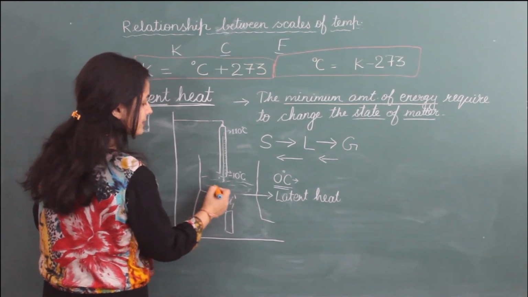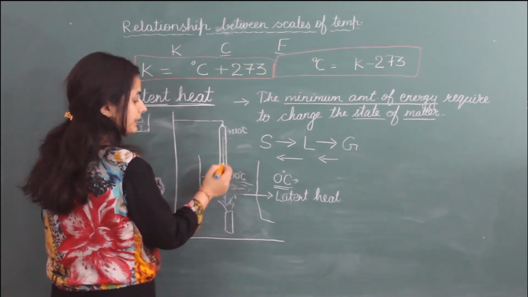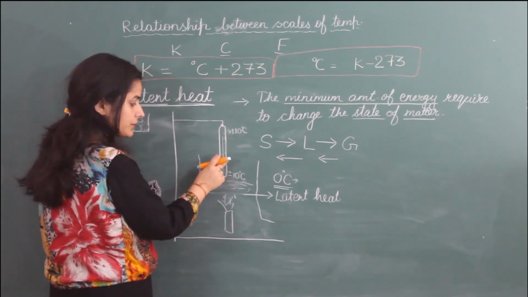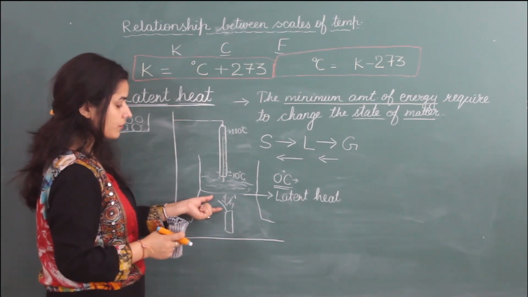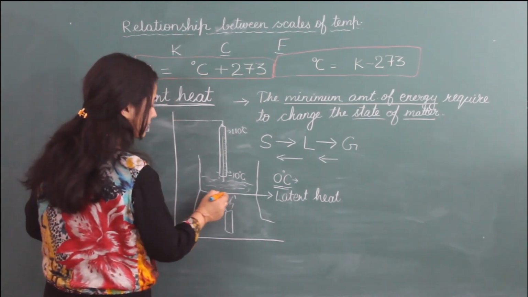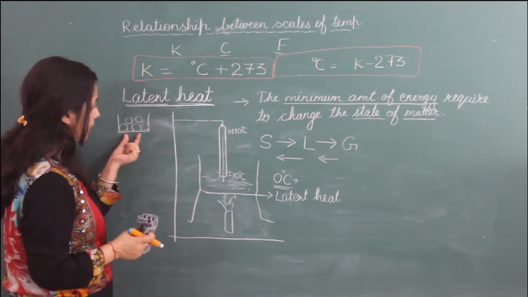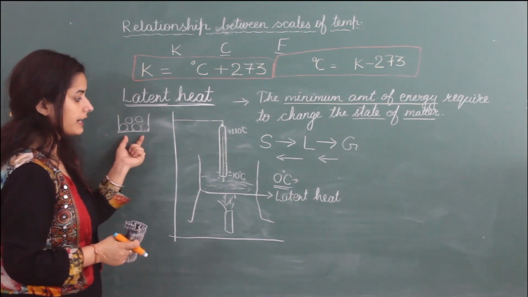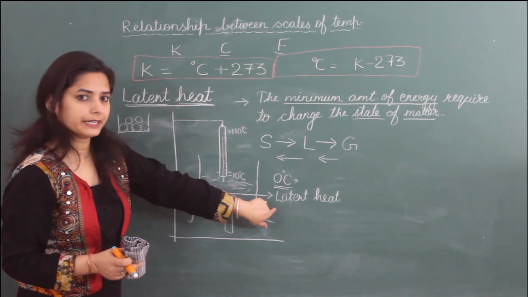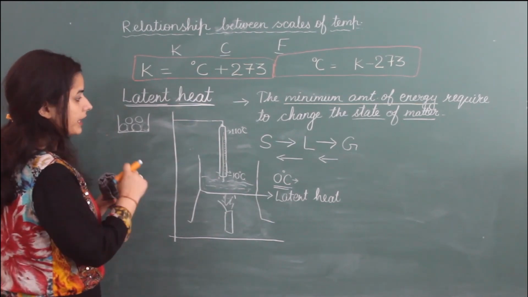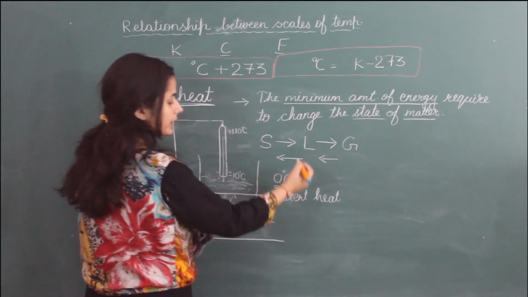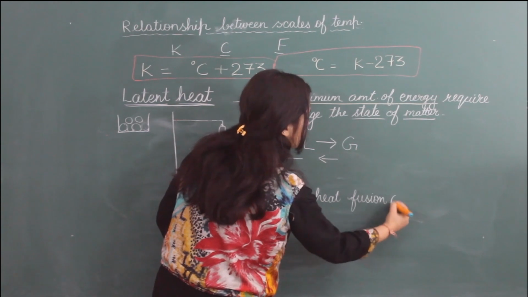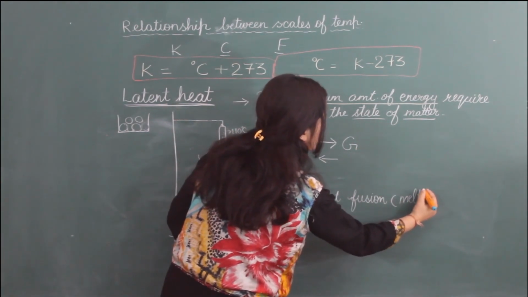Now the whole ice is converted into water. That time the temperature on this scale remains fixed. Temperature will not change. Then where does this heat go? Where is this heat that we have given? This heat is given to the particles of matter to break their force of attraction, and that heat is known as latent heat. When we use this from solid to liquid, it is called latent heat of fusion. The word fusion is used for melting.